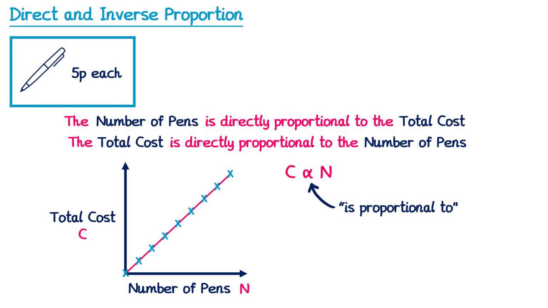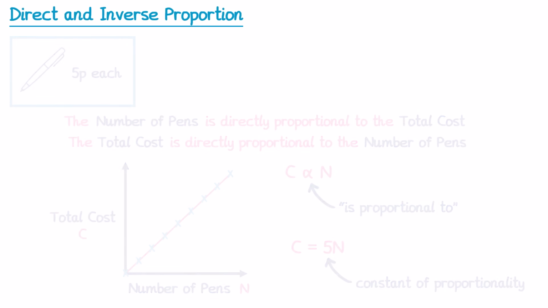For this particular graph, we actually know its equation. It would be c equals 5n, since to get the total cost, we multiply the number of pens by 5. This number 5 here is known as the constant of proportionality. So whenever two things are directly related, there's always a constant that you multiply one of them by to get the other one. It won't always be 5, of course, it just depends on the question. If you don't know the constant of proportionality for one of the questions, we usually use the letter k to represent it. Let's have a look at how exam boards tend to write these questions.